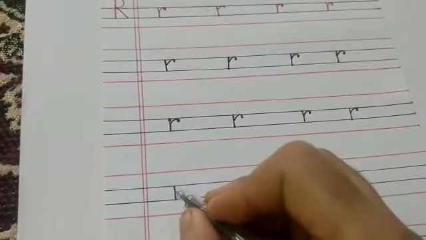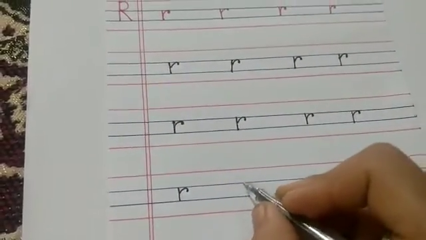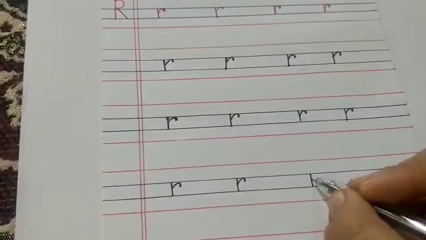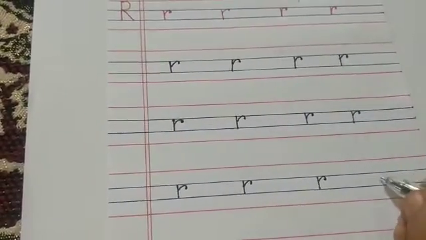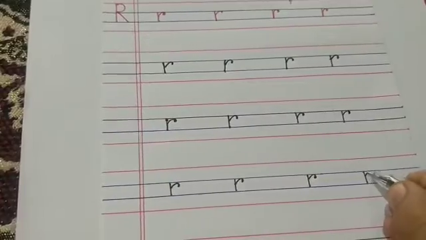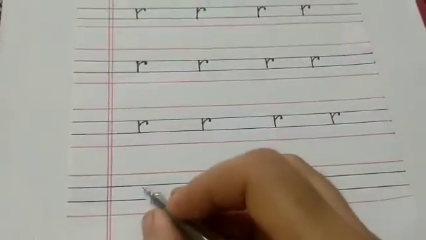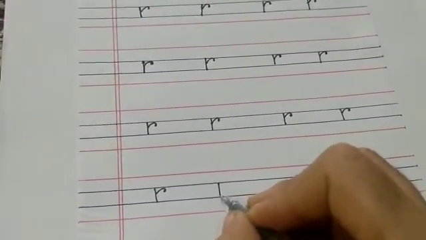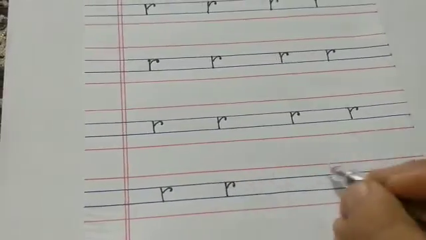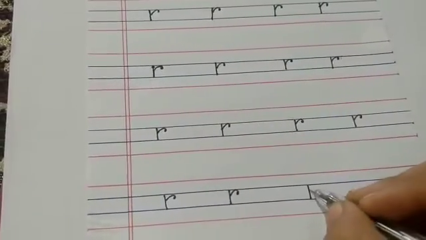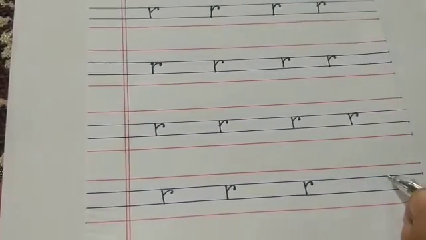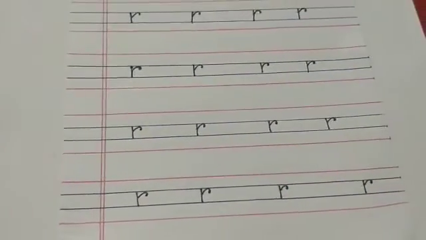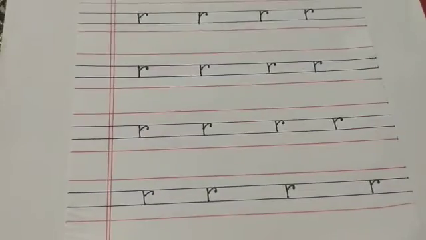Make a standing up line, go to the middle and make a curve, small r. Make a standing up line, go to the middle and make a small curve, this is small r. Children, you will write like this in your copy, okay, maintaining the lines.